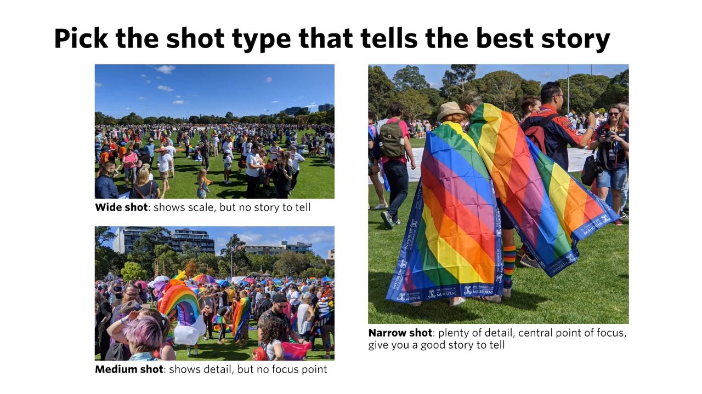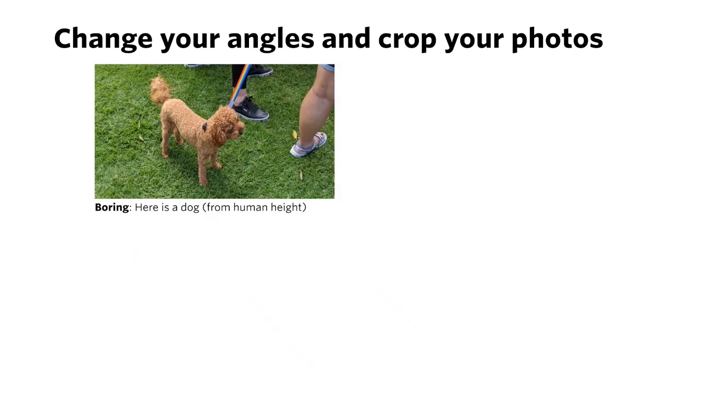You might need to do some cropping and adjusting, but find the photo that best tells the story you're trying to tell. So for example, at the march, I took a bunch of other photos, and sometimes I had to crop and change the angle. So this, for example, is a photo that I took of a dog, right? Cute dog, boring photo, because it's something you see every day, right? You see dogs from human height, which doesn't tell a particularly exciting story. It's not the best picture.